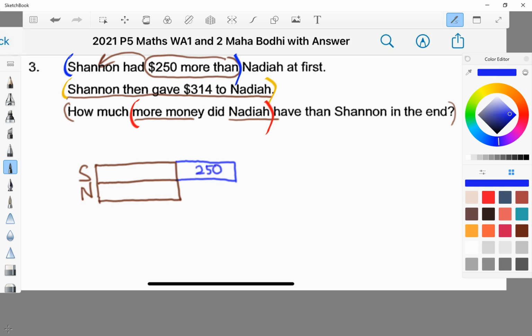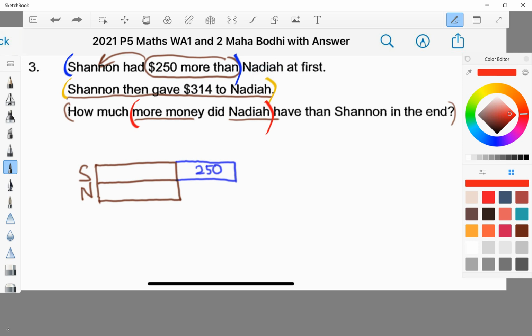So in the question, in the second sentence, they say that Shannon gave $314 to Nadia. Let me just point out a very common mistake made by children. Many children take the 314 directly from the brown color box over here. So please do not do that. If your child or if you yourself are doing that, you got to stop immediately. The trick about this question is that we got to move the 250 first.